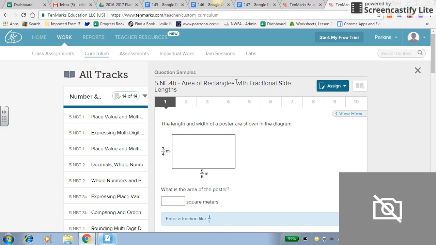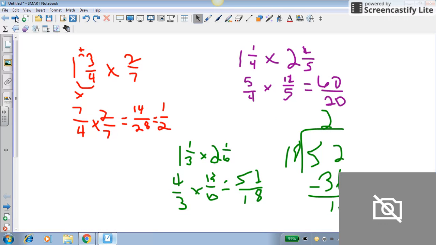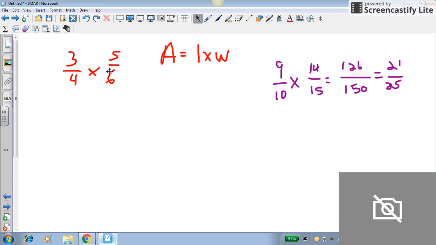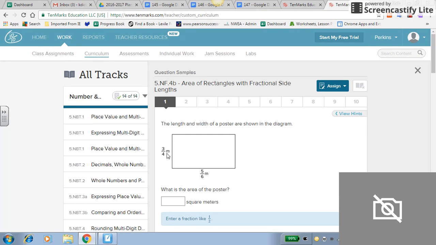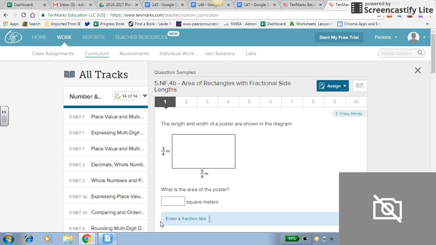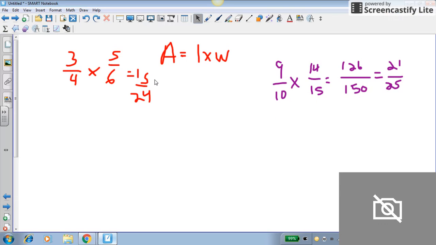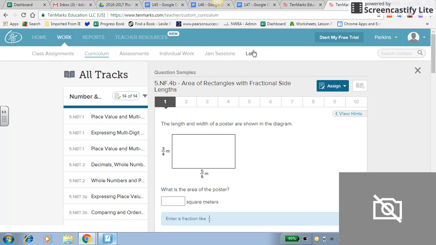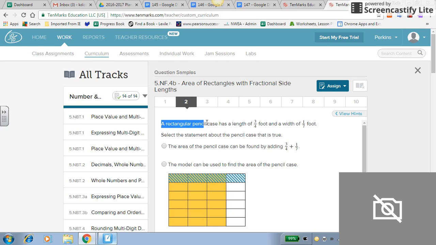The second one this week is called area of rectangles with fractional side lengths. Pretty simple, because if we go back and think about what is area, area is simply length times width. So all I've got to do for one like this is literally take my length times my width. 3/4 times 5/6. When I do that, I just multiply across the top, and that's going to give me 15 over 24. Now that reduces. That's 5/8 right there. So I would type 5/8 in the box. That's all you have to do. Just length times width. So if you see one like that, just read the top.